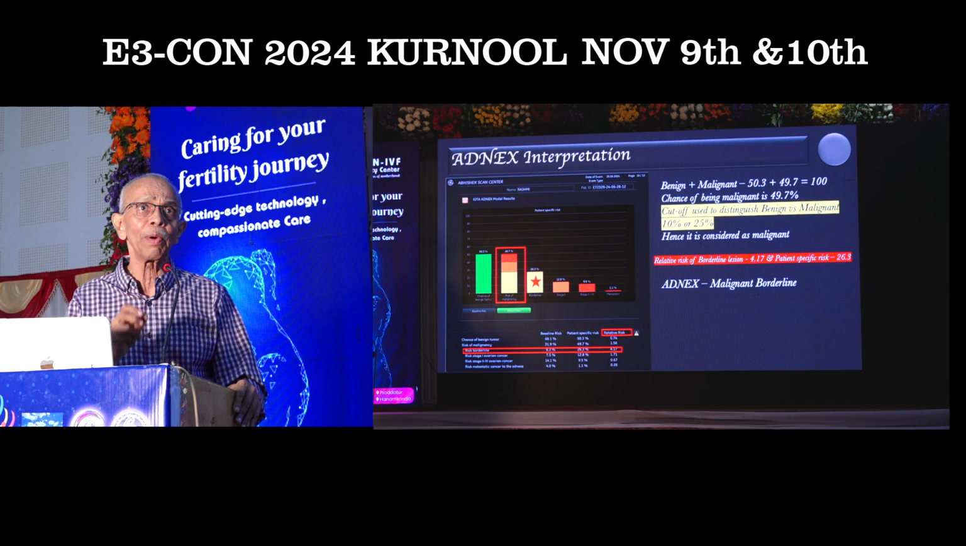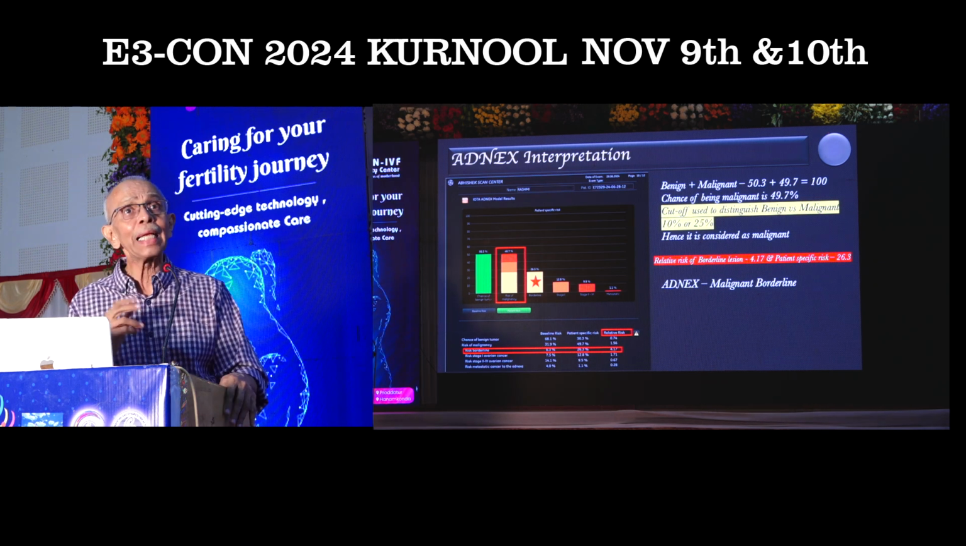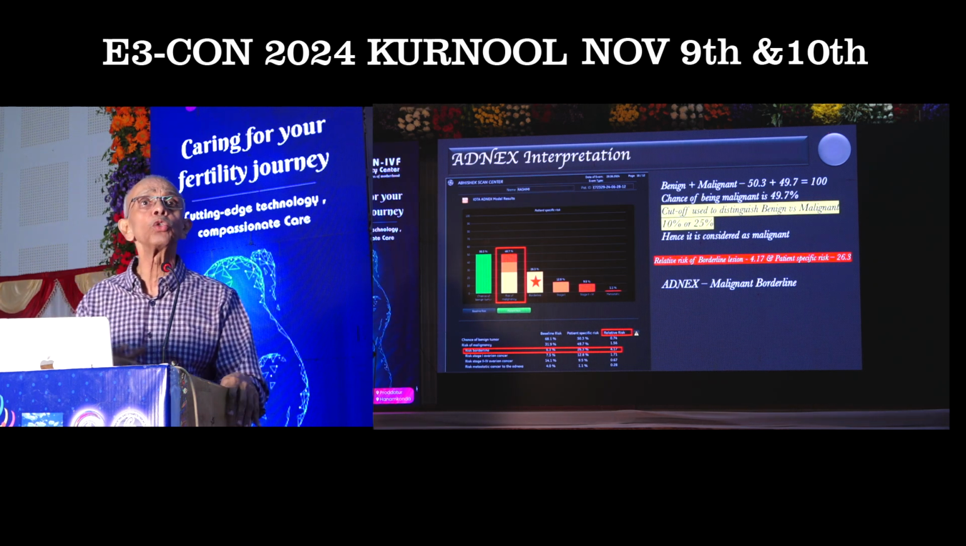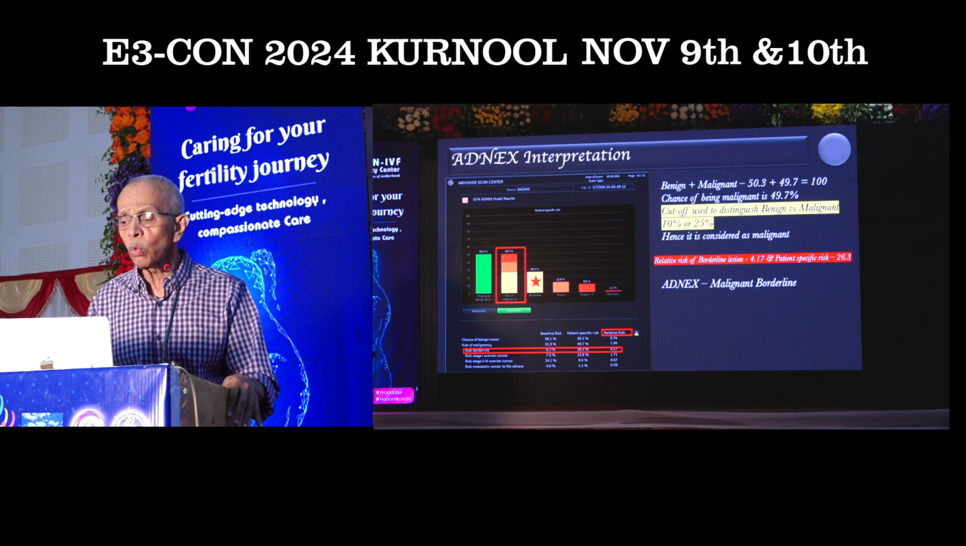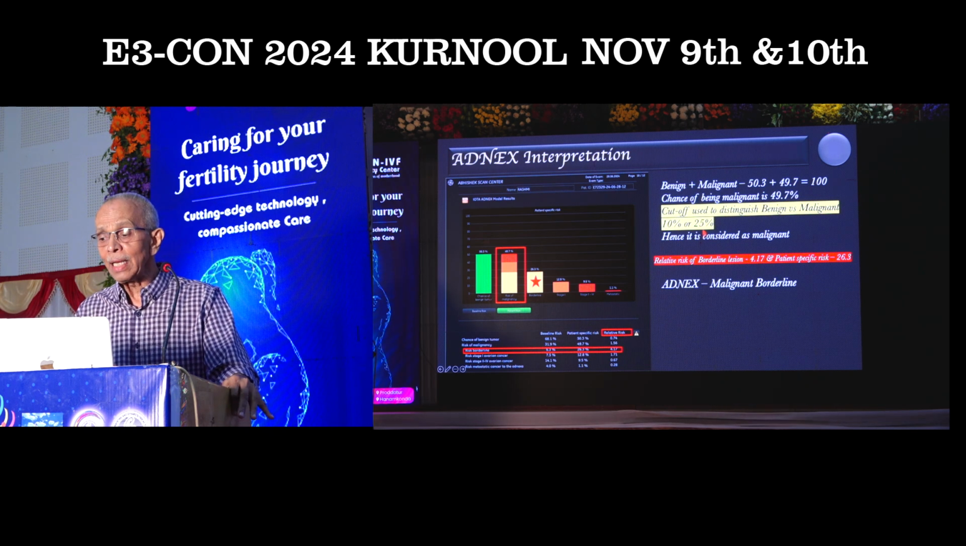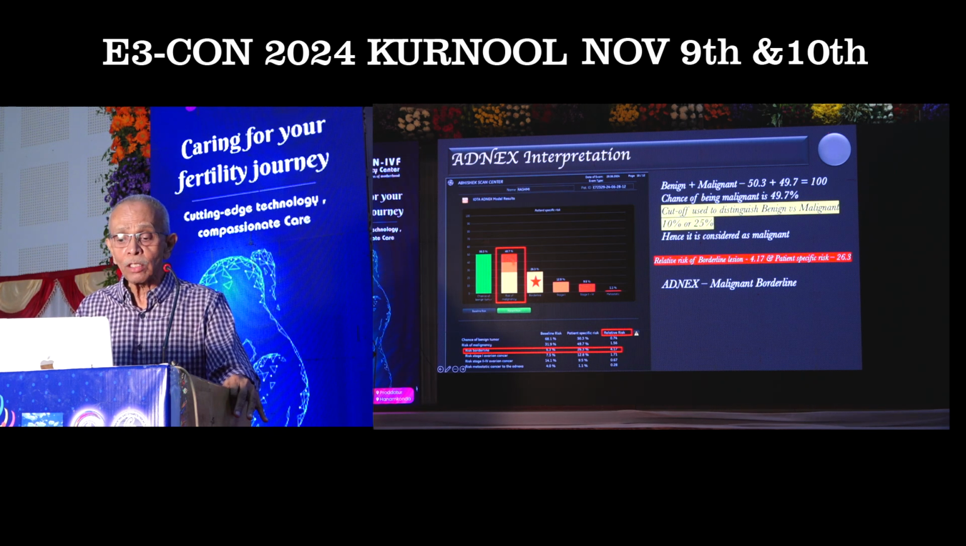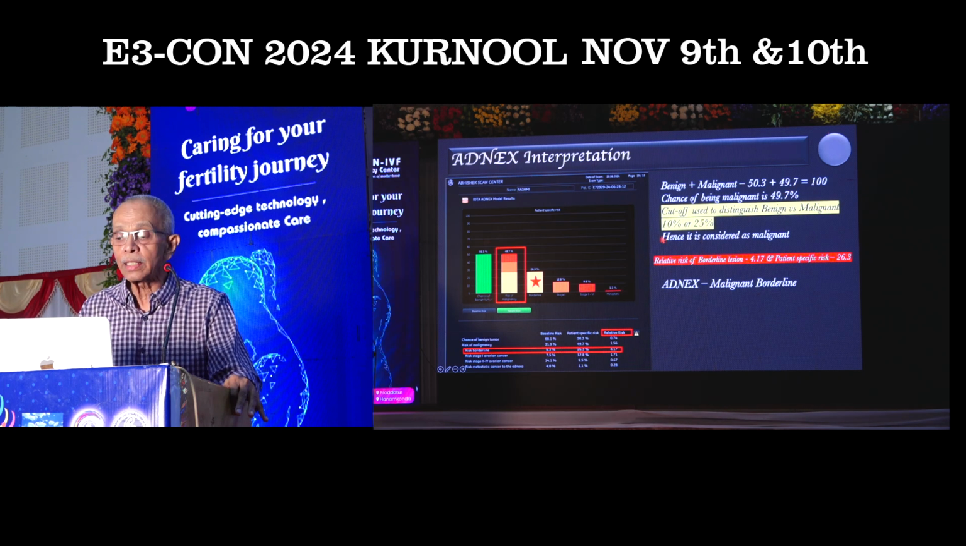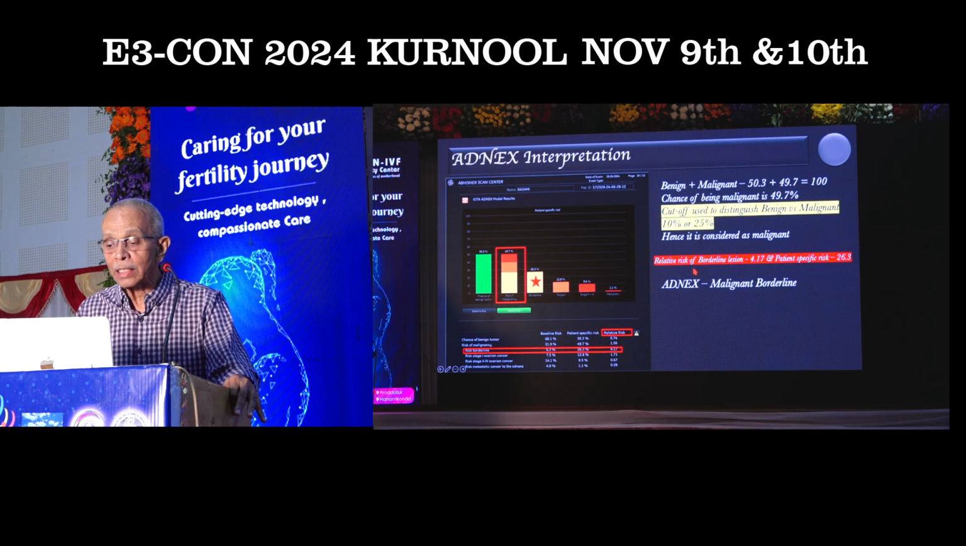That is one most important factor that you have to understand. The second thing is, there are certain institutes which use 25% as the threshold. So you can use that also. But as we can see that it is more than 10% here, we definitely consider this as a malignant lesion, and the risk of a borderline lesion is almost 4.1. The patient-specific risk for that particular one is almost 26%.